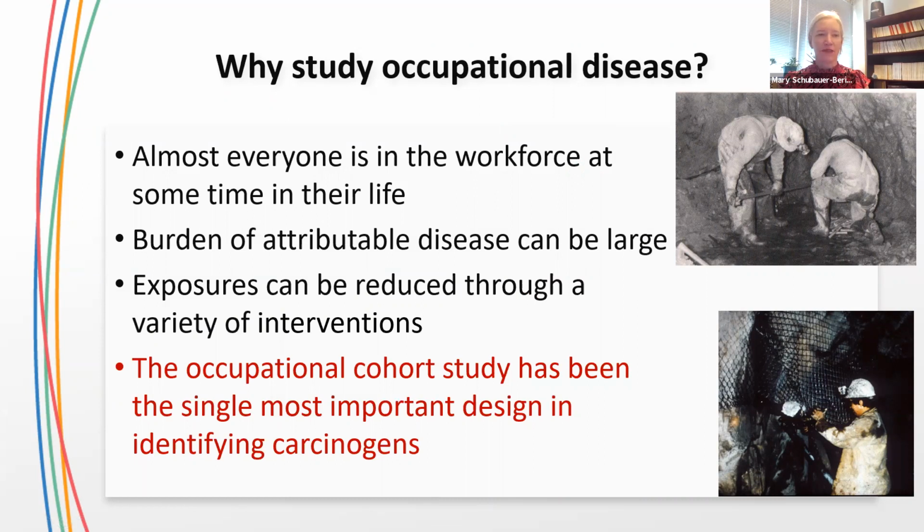From my perspective, it affects all of us because almost everyone is in the workforce, at least at some point in their lives. And among workers, the burden of attributable disease can be very large. I won't have time to really go into attributable risk calculations, but I've provided in the slides that you'll have copies of some examples in my extra material. We also know that exposure in occupations can be reduced through a variety of proven interventions. And then lastly, I would contend that the occupational cohort study has been the single most important study design in helping to identify carcinogens.